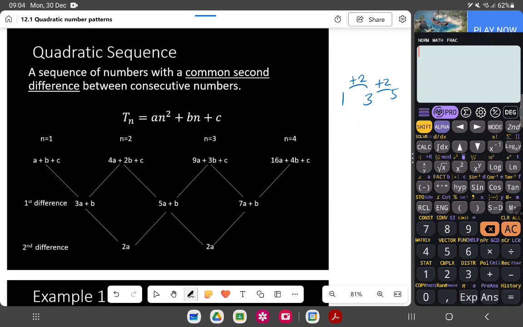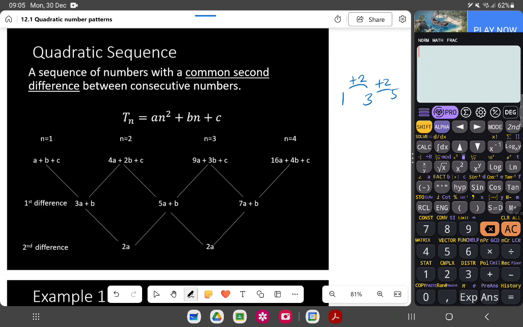So today we are going to start with a quadratic sequence, and I just want to refresh your memory, and I need you to be able to do this. In this short video we're going to do this slide that's in front of you and one example, and then we're going to have another video with example number 2. So the first thing I want to point out to you is the definition of a quadratic sequence: a sequence of numbers with a common second difference between the consecutive numbers.